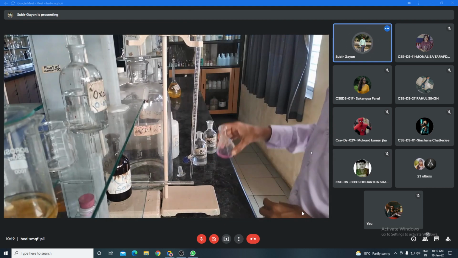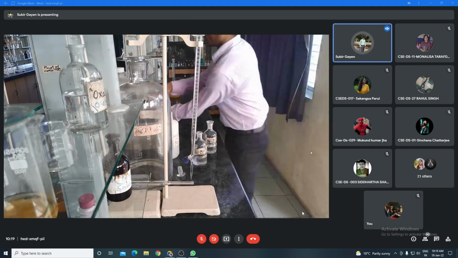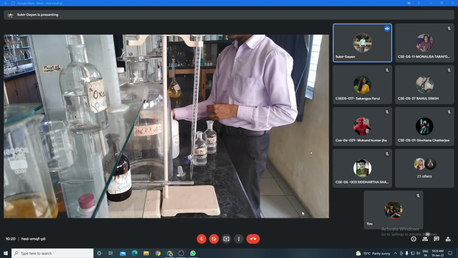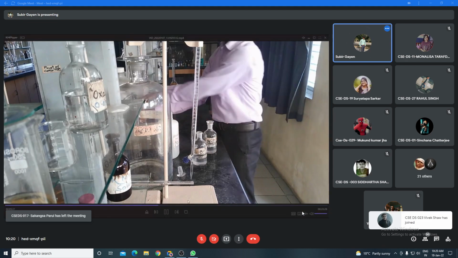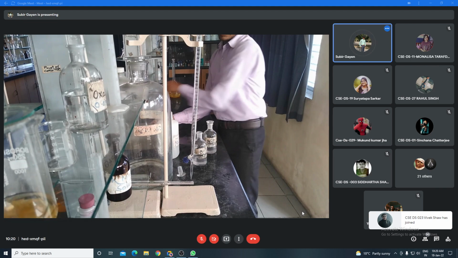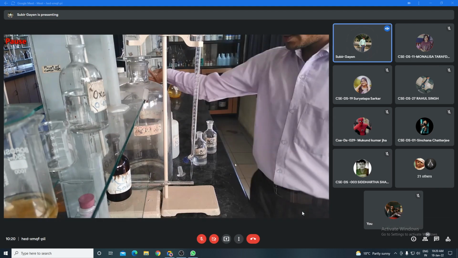Now again you have to take the second layer, that means the aqueous layer. I am showing you only one reading here, but during the experiment you have to take each layer for 2 readings. That means you have to repeat one more time. So total 4 layers, 4 into 2, 8 readings you have to take during the experiment. But now I am showing you only one reading of each layer.